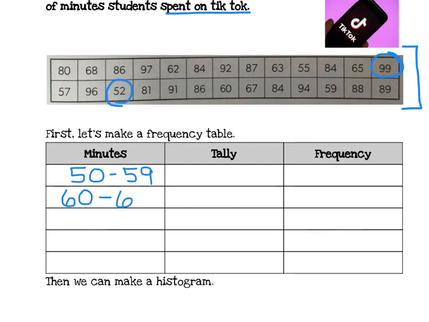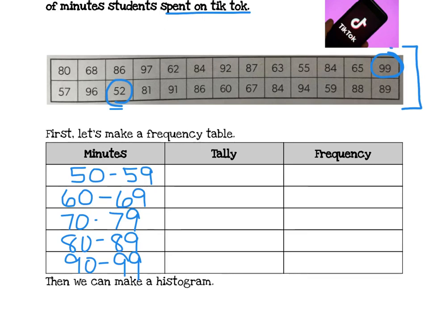So we go 60 to 69, 70 to 79, 80 to 89, and then we have 90 to 99. This is one way that we could have done it. It also would be okay if we did 51 to 60, and then 61 to 70, 71 to 80, 81 to 90, 91 to 100. See how you could have shifted that just a little bit, and it would have still worked because it included our smallest number all the way to the largest.